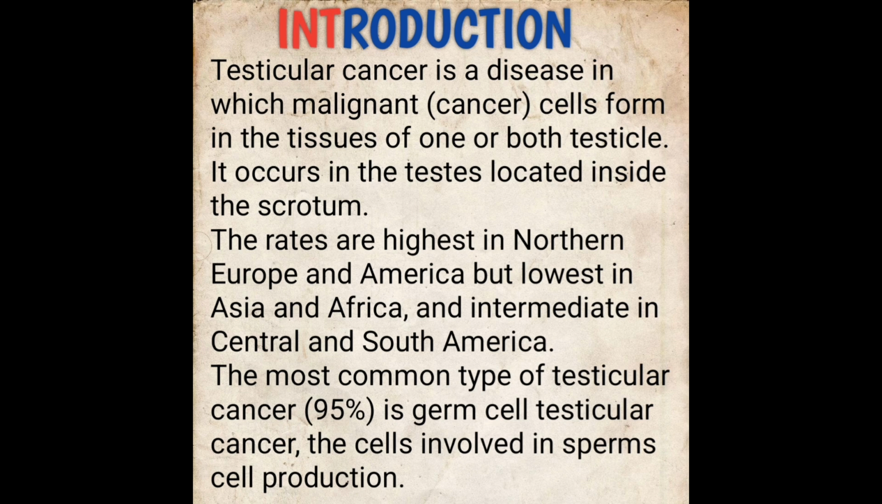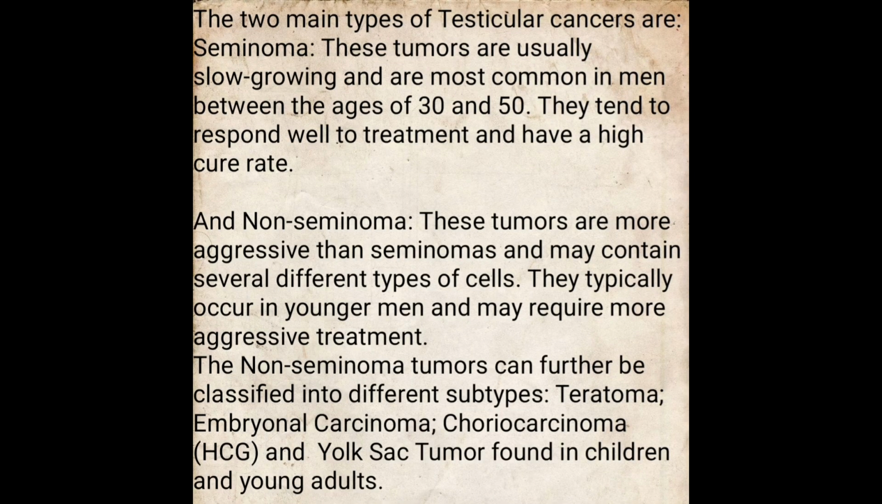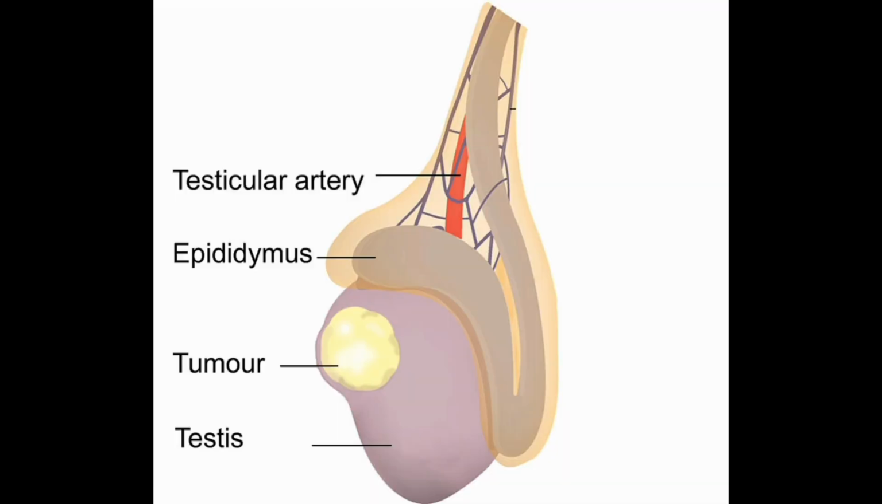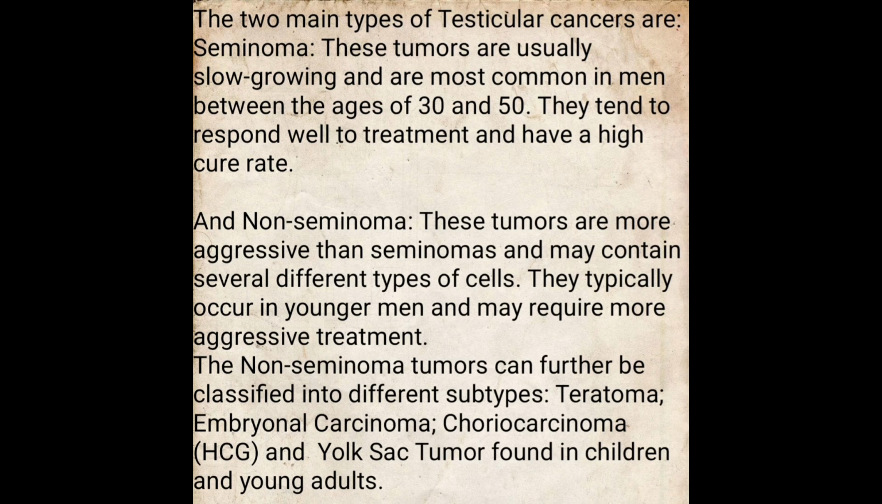The most common type of testicular cancer, about 95% of cases, is germ cell testicular cancer, the cells involved in sperm cell production. The two main types of testicular cancer are the seminoma type and the non-seminoma. The seminoma tumors are usually slow growing and are most common in men between the ages of 30 and 50. So it is something you find in adults. They tend to respond well to treatment and have a high cure rate.